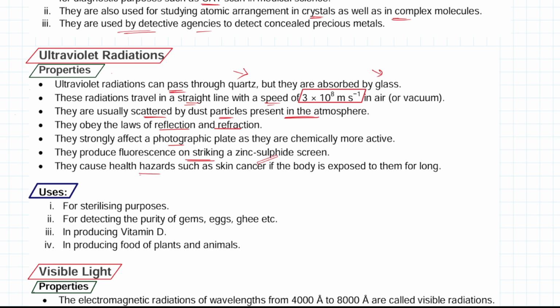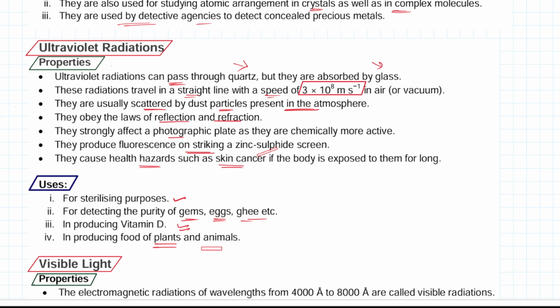They cause health hazards such as skin cancer if the body is exposed to them, or in contact with ultraviolet radiation for a long time. Uses: for sterilizing purposes, for detecting the purity of gems, eggs and ghee, etc., and in producing vitamin D, and in producing food for plants and animals.